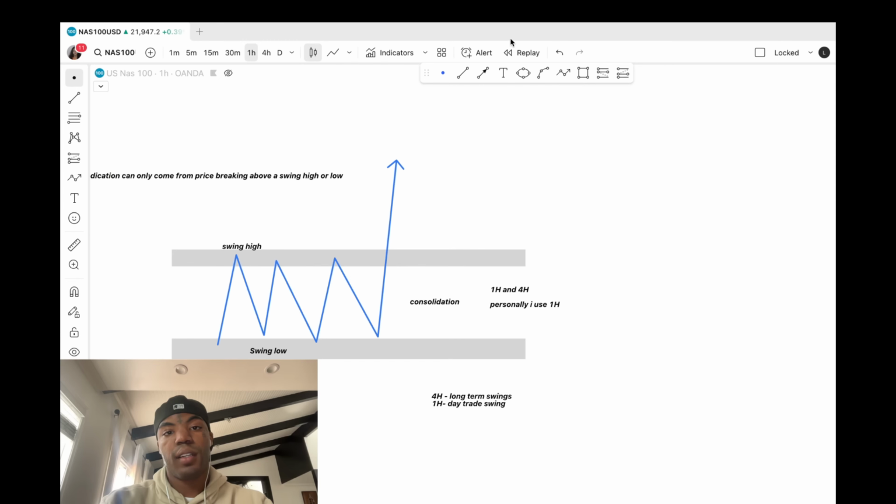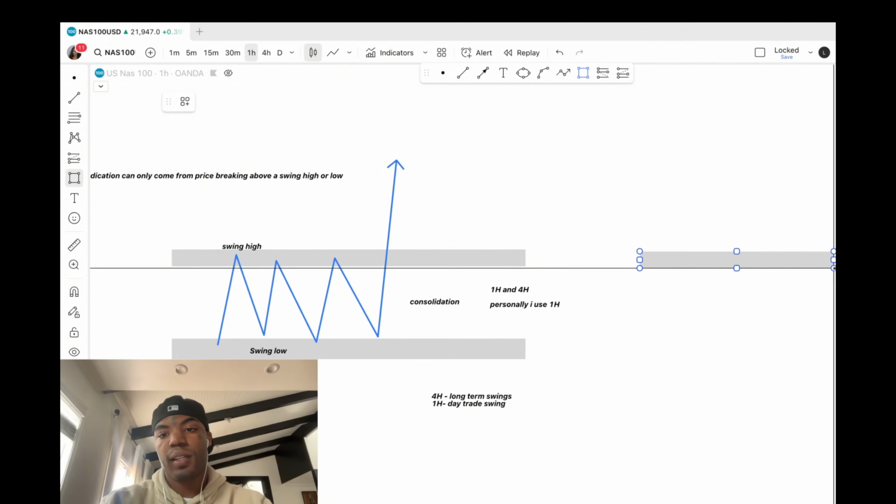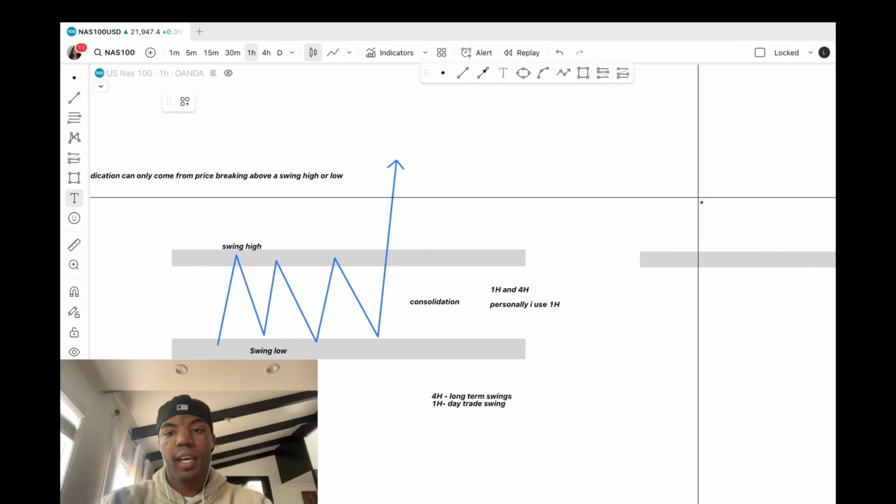So with this being said, let's think of it like this, and then I'm going to go back into indications and corrections. So think of this as a price point.